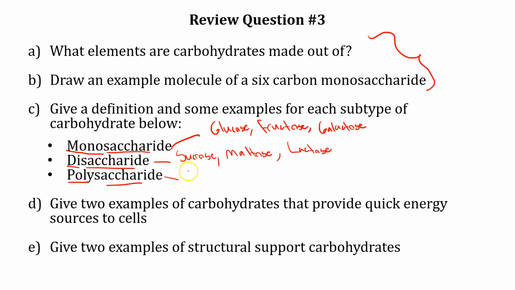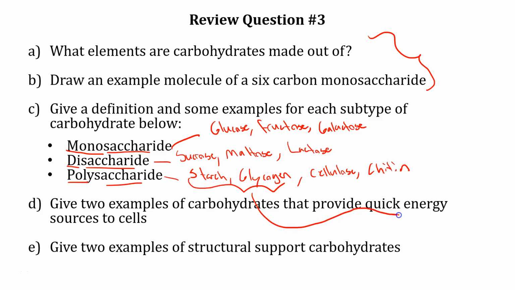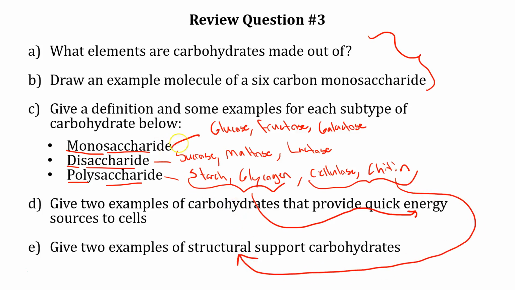Polysaccharides, we've got 4 of them: starch, glycogen, cellulose, and chitin. Starch and glycogen are the ones that provide energy to cells. Cellulose and chitin are more for structural support. And just remember that starch is the one for plants, glycogen is the one for animals, cellulose is found in plants, and chitin is found in animals.